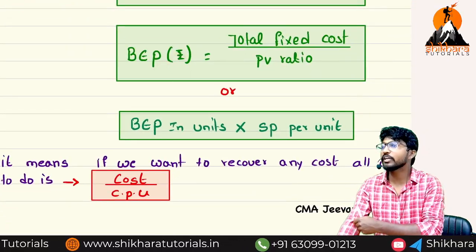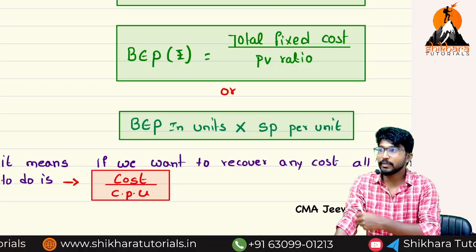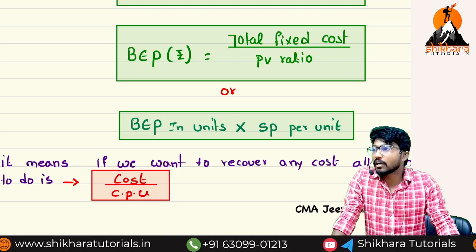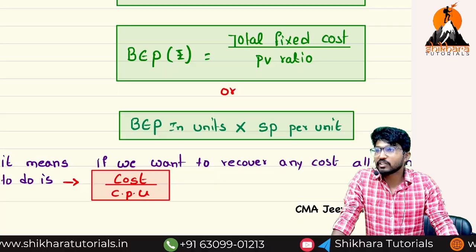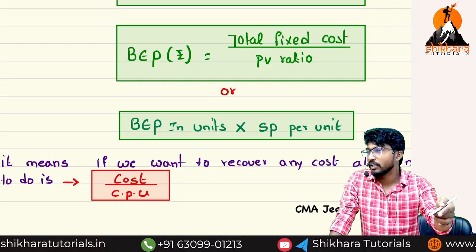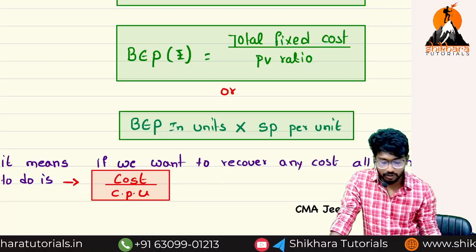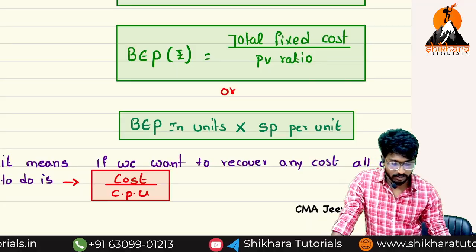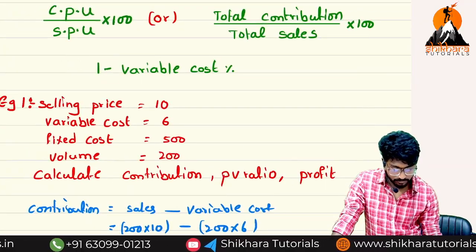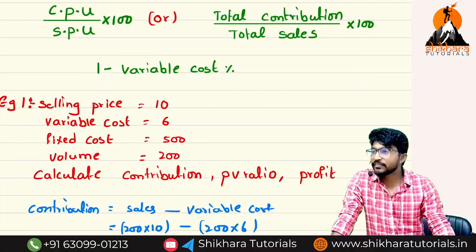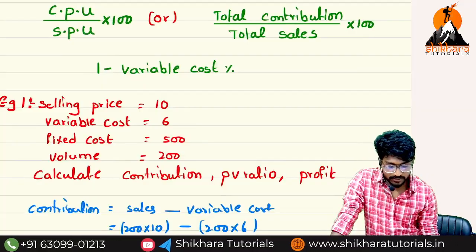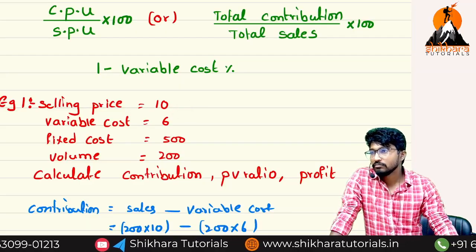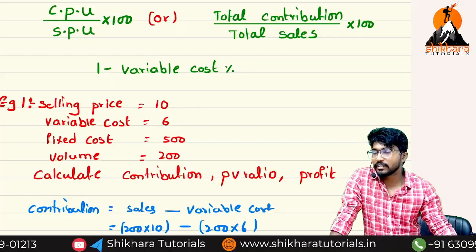Next, BEP in rupees. What is the formula? Total fixed cost divided by PV ratio. In the place of contribution per unit, you are taking PV ratio. You will get break even point in rupees. For example, here, what is the fixed cost? 500. And what is the PV ratio? 40%. 500 into 40%. Oh, sorry, 500 divided by 40%.